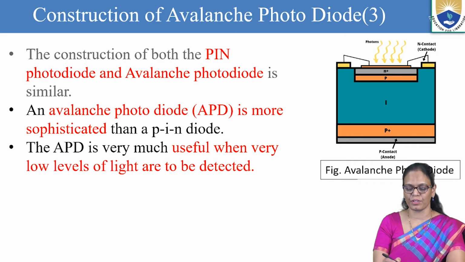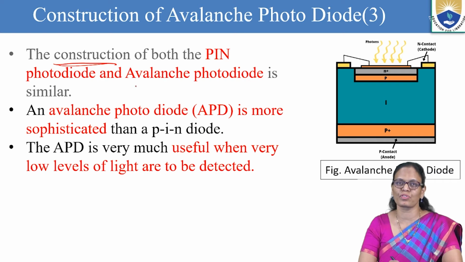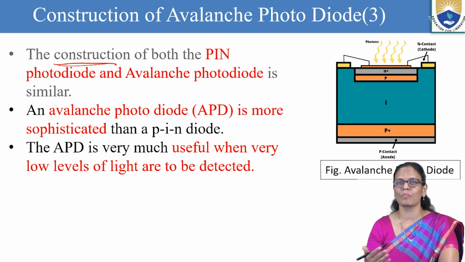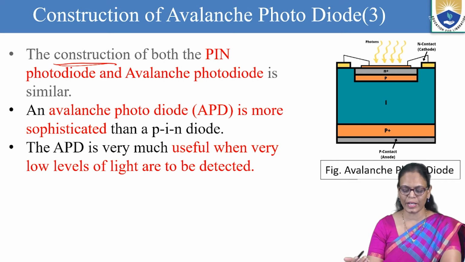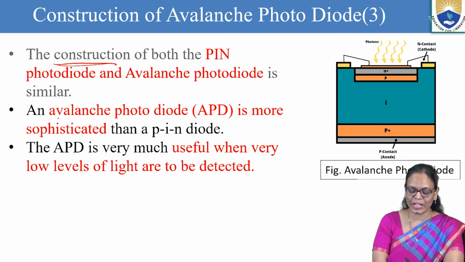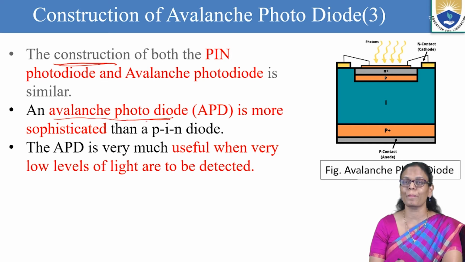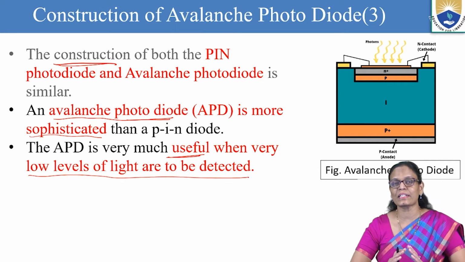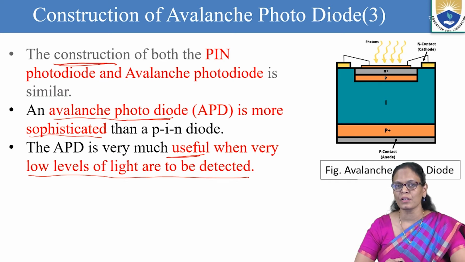Now we'll see the construction. The construction of a pin photodiode and an avalanche photodiode are similar. We take different types of layers, P and N, and an intrinsic layer. So here also it is more or less similar to a pin diode, but it is more sophisticated. That is why it is very useful when low levels of light are to be detected. Even if the intensity of the light is very low, the avalanche photodiode can be used as a detector.